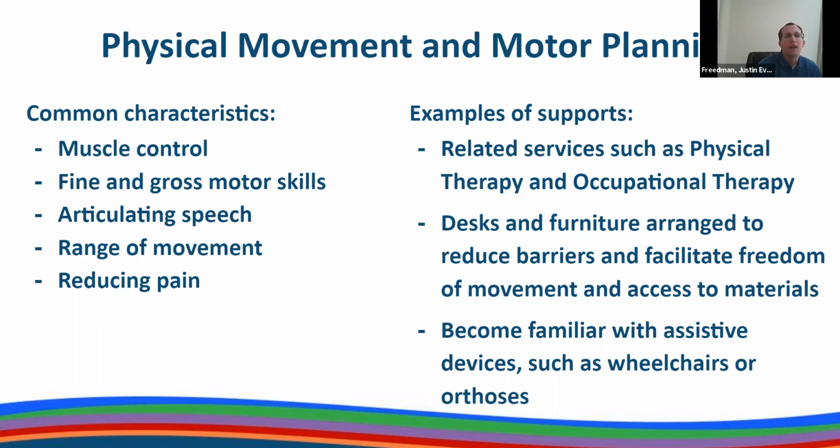It also may be important to arrange desk and furniture to make sure that they have freedom of movement around the classroom and full access to all the materials that other students have access to. And finally, it's important to become familiar if they have an assistive device or orthopedic or wheelchair that they use, that we do become familiar with how they use it, and so we can support them as needed.